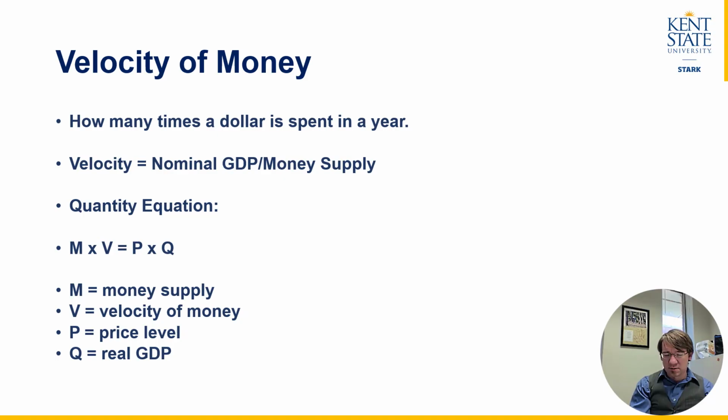I mentioned the velocity of money before. Remember, the velocity of money is how many times a dollar is spent in a year on average. Take your nominal GDP, divide by the money supply, and that gives you your velocity. If you look at the quantity equation, it's really just a rephrasing of what I just said. Money supply times velocity equals the price level times real GDP. Rearrange that, and you get velocity equals price level times real GDP, that's nominal GDP, divided by the money supply. So it's really just a restatement of this identity that exists.